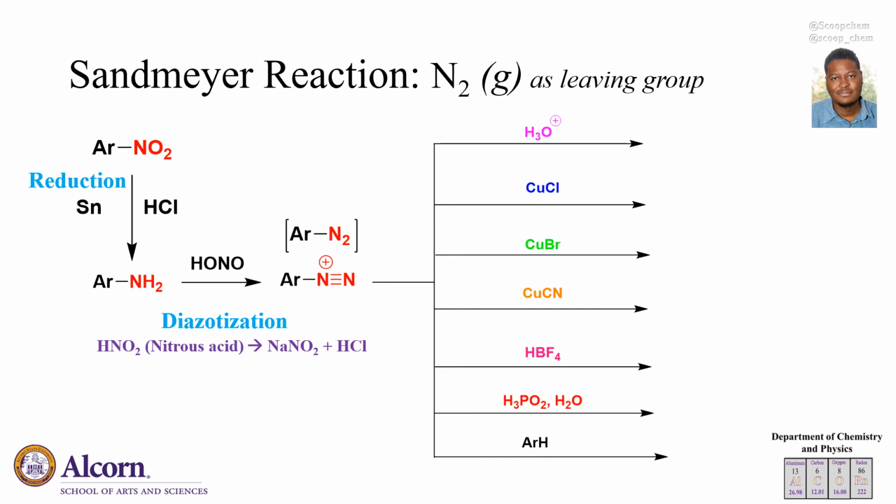If it sees water, or just warm water, or copper(I) oxide, you're going to form phenols. If it sees copper(I) chloride, you're going to have aryl chlorides. Copper(I) bromide, aryl bromides. Copper cyanide, you will have the cyanide on the ring.